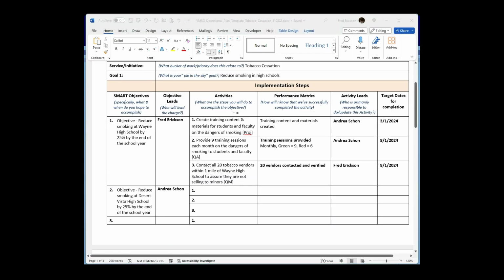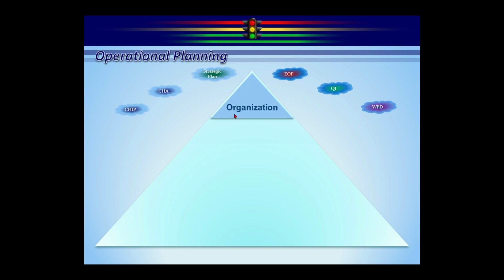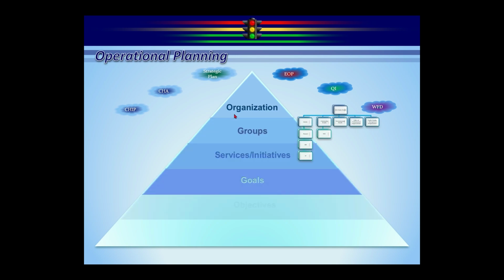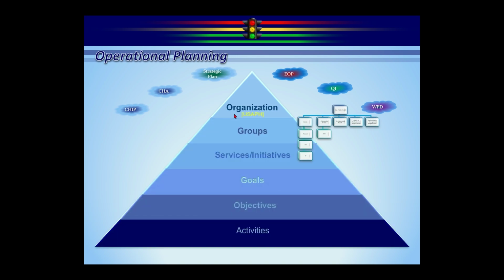So that was the plan. And the plan in the pyramid looks like this, with the exception of the one we just added here. The group was Tobacco 2024. Tobacco cessation was the initiative we selected.